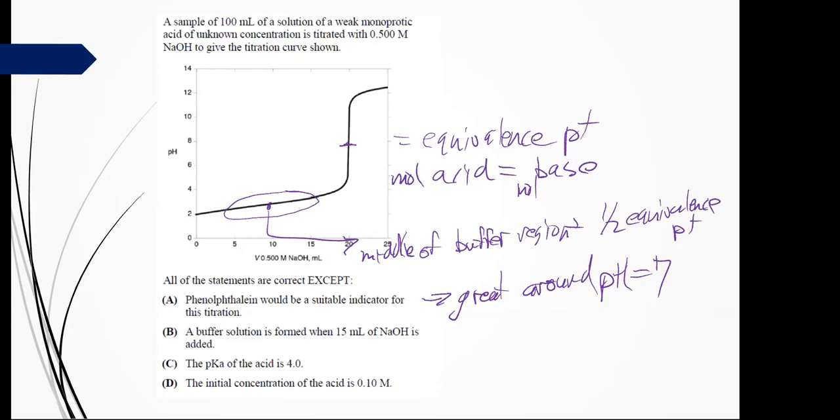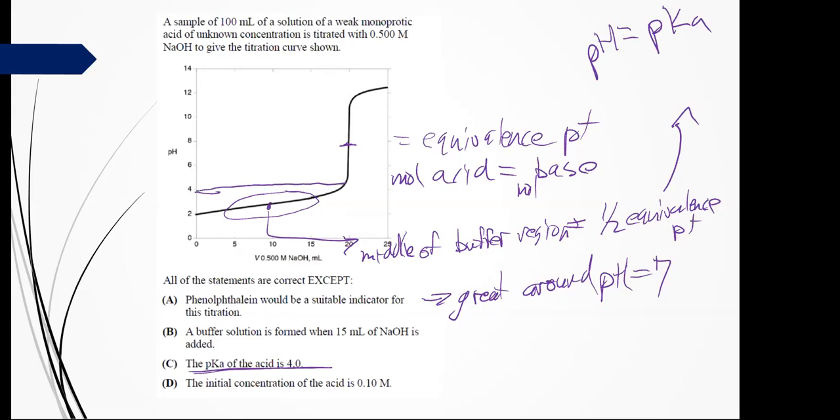Now, why is our half equivalence point important? Because the pH is equal to the pKa. Very good. So at that one point, our pH is equal to our pKa. And so that gives us information about our Ka value. So if we're looking at this right now, it's saying the pKa of the acid is 4.0. And so that would be wherever this hits the curve.